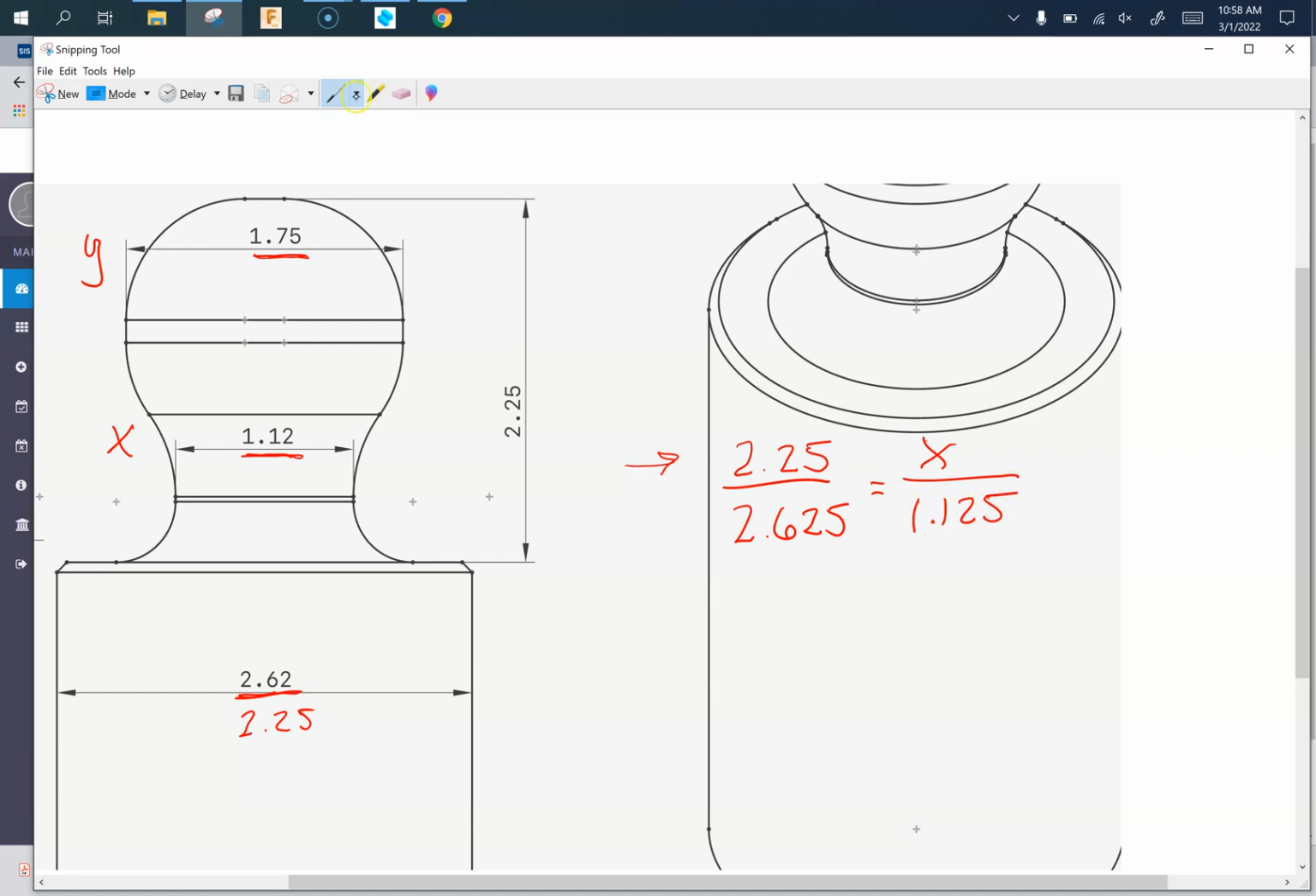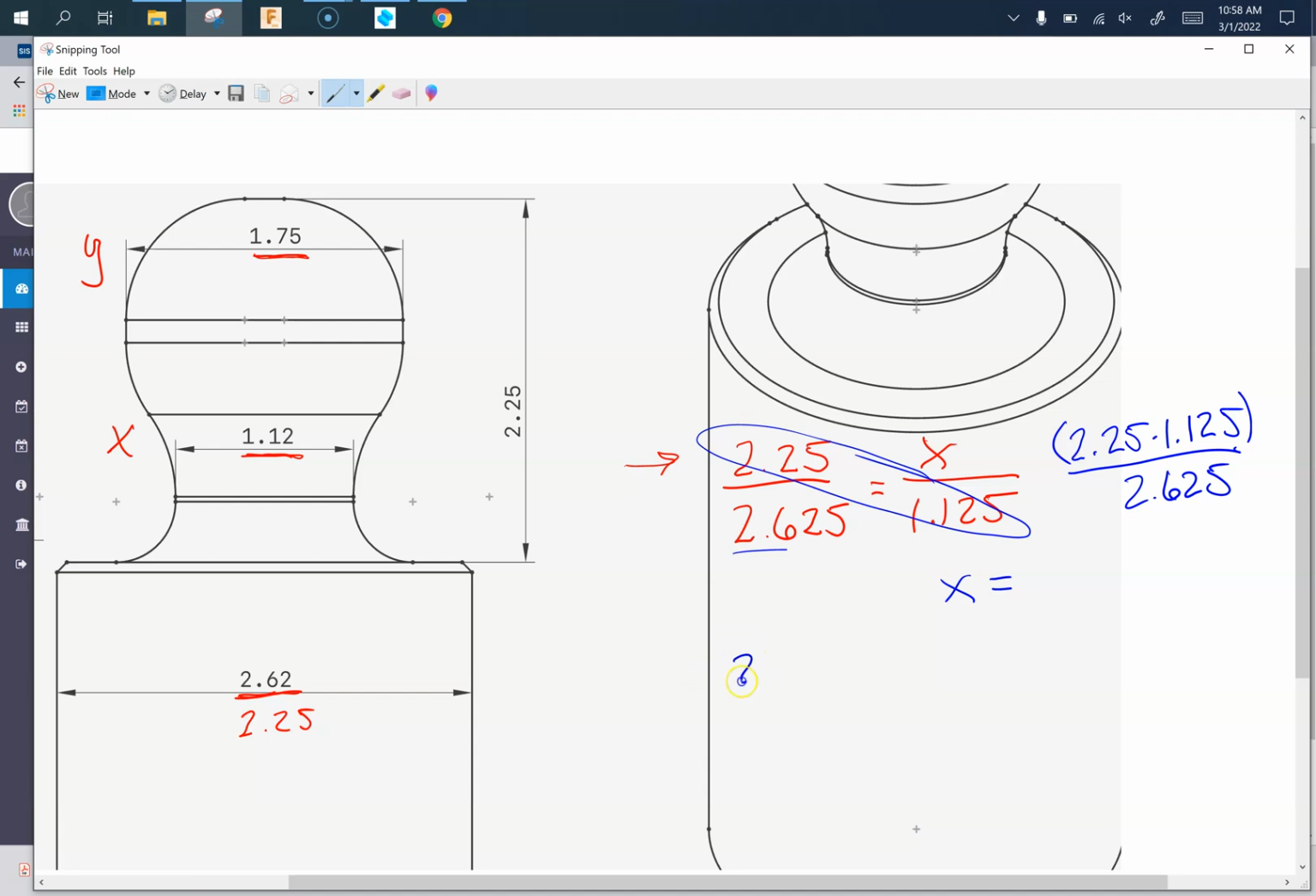And so now, just like it's been for many, many years, we're going to cross multiply here and then divide by 2.625. So the math looks something like 2.25 times 1.125, all of that divided by 2.625. And that will be my new X value. And then I do the whole thing again for the Y.